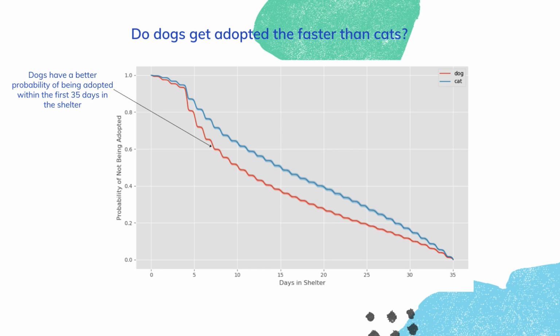being the highest probability of a dog not being adopted, given it's just entered the shelter, and as it spends time in the shelter, that probability drops off, which represents the probability of the dog eventually being adopted later on in the shelter stay. The blue line represents that of the cat. So, in interpreting this data, we can see that dogs have a better probability of being adopted within the first 35 days within the shelter. This is an interesting finding that's worthy of further analysis.